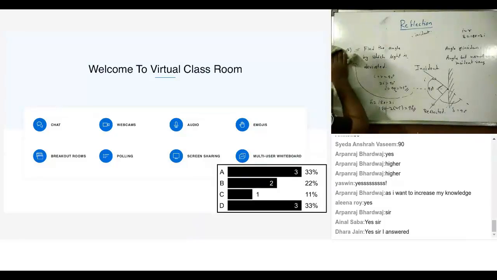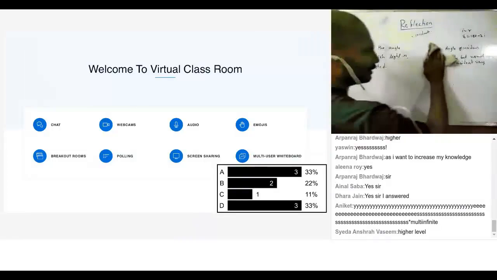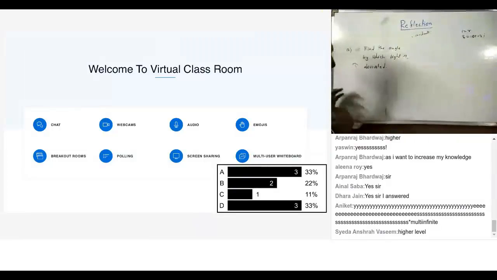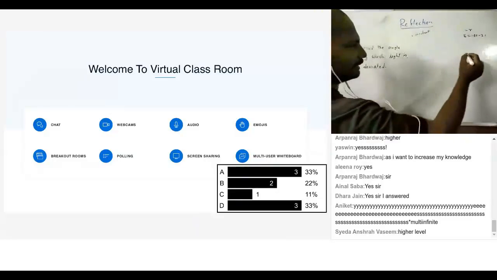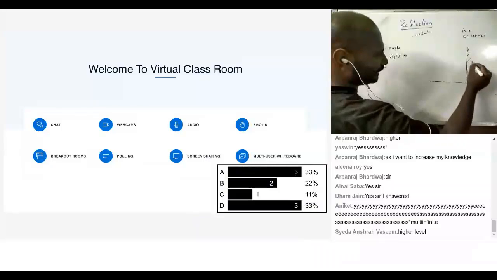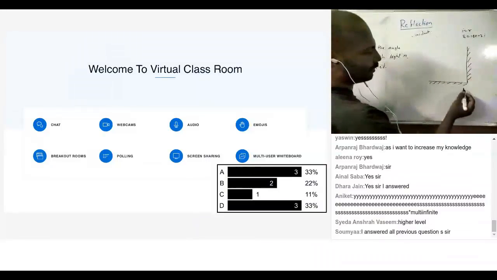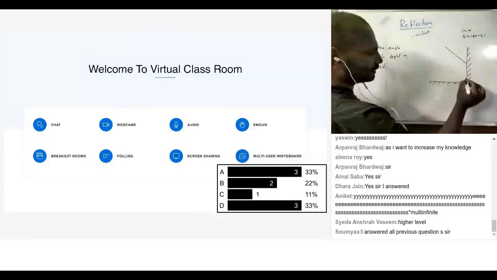I'm just clearing the board so that the question remains more or less the same. Now what I do is, I have, let's say, two mirrors, two reflecting surfaces joined like this.